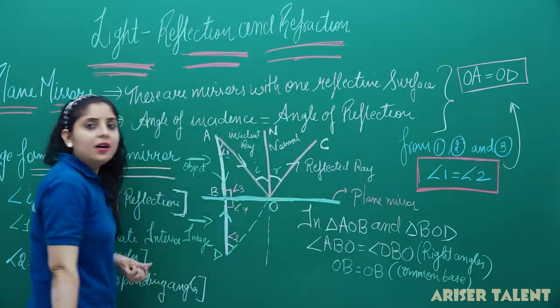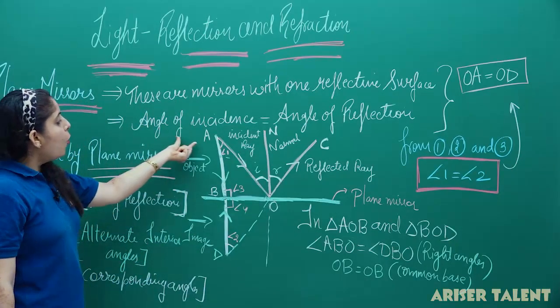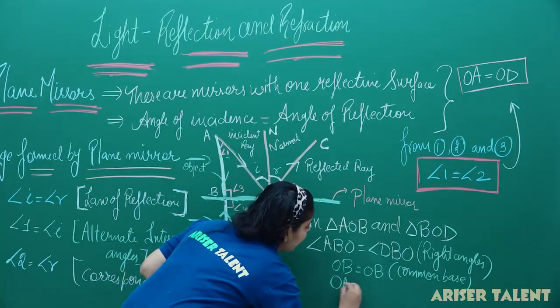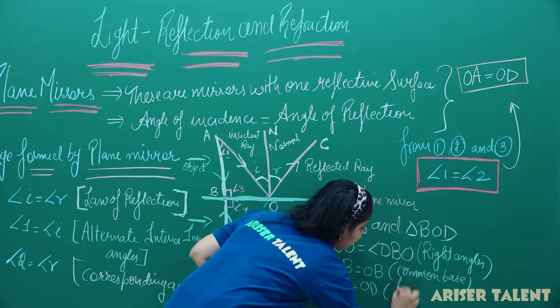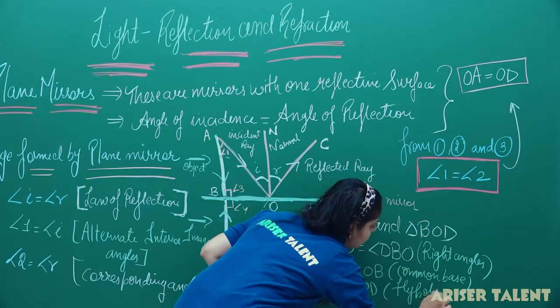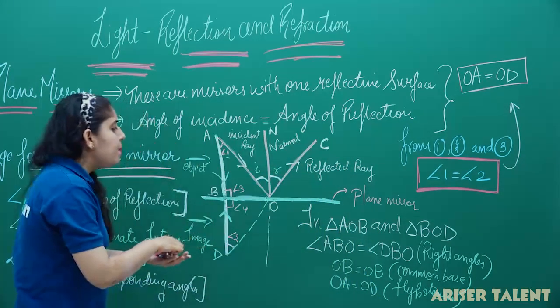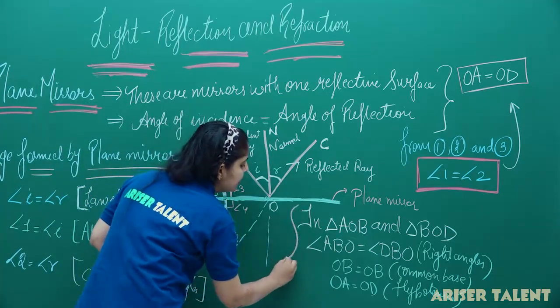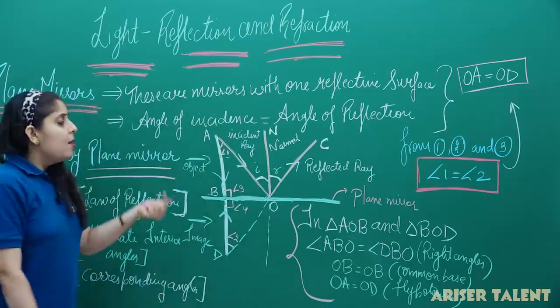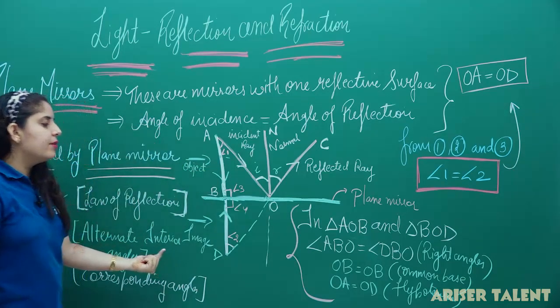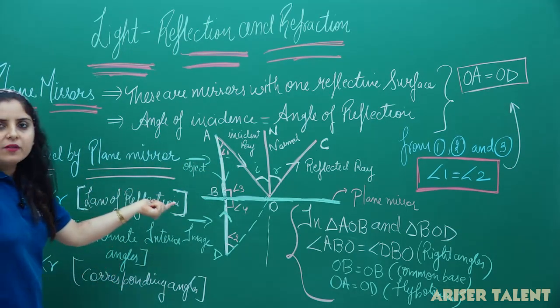Now the third thing you can see from here, OA equal to OD, we have proved there. OA equal to OD, and we are saying it is a hypotenuse we have. So if I am applying the conditions of the congruence here, I can say that by RHS rule, triangle ABO will be congruent to triangle DBO or BOD we can say.